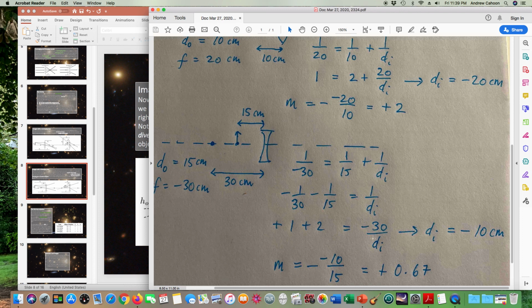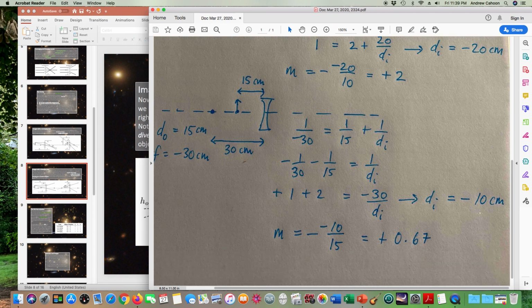Solve it in the same way. So I multiplied through here by negative 30, and this became 1, this became 2, and then I can solve for di, and I get image distance of negative 10 centimeters. Again, take that, plug it into the magnification formula, and we get a magnification of 0.67. So it's actually reduced in size. So when you take a diverging lens and you bring the object within the focal length, you end up with an upright image, so it'll be positive, but it will be smaller than the original object.